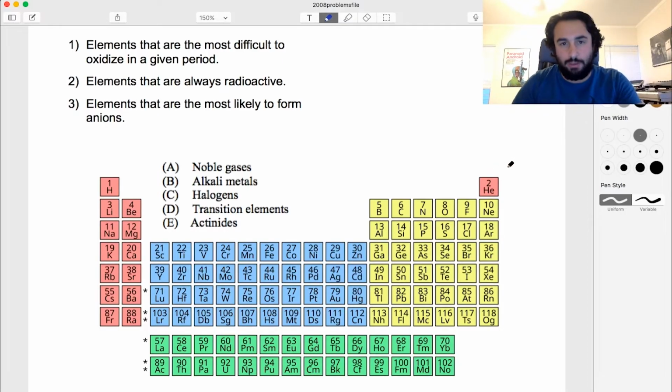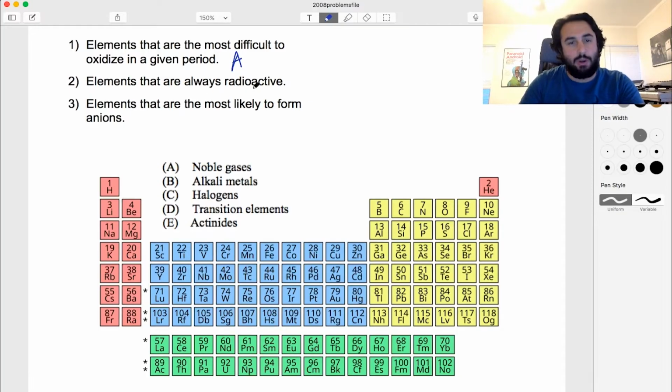That's also why the noble gases are so unreactive, right? Helium, neon, argon, even krypton, they don't really do any chemistry. Xenon can make some covalent bonds, but for the most part, these are inert. They're the inert gases. They're the noble gases. So number one is definitely going to be A, noble gases.